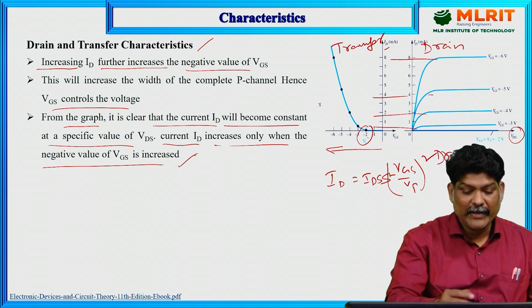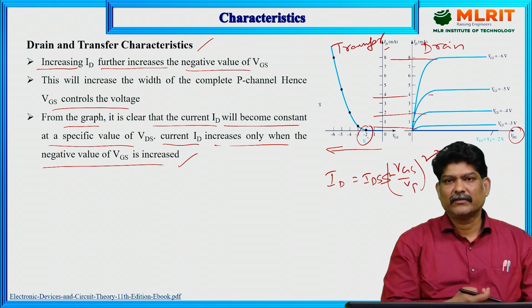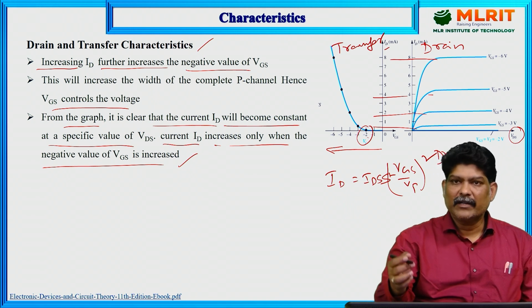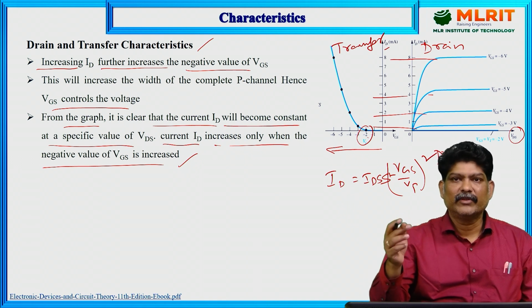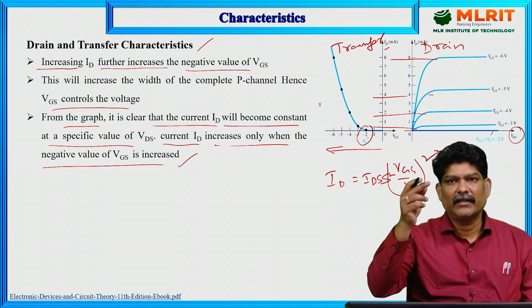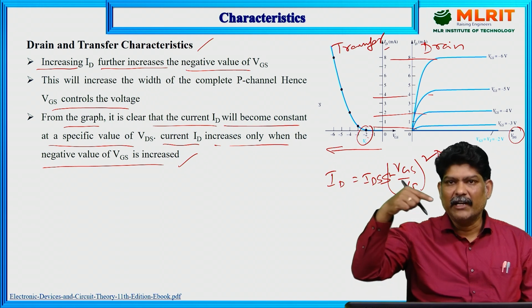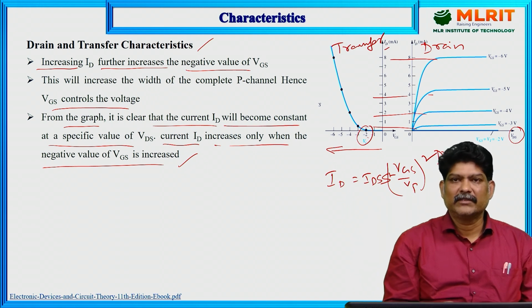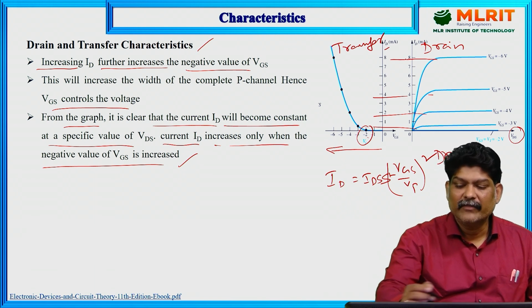Okay. So when the negative value of VGS, the gate to source voltage, increases, obviously from a particular threshold voltage, the drain current ID increases. If you further increase it, VGS also increases, and at a particular voltage the drain current goes to saturation. After that, your current will be constant.